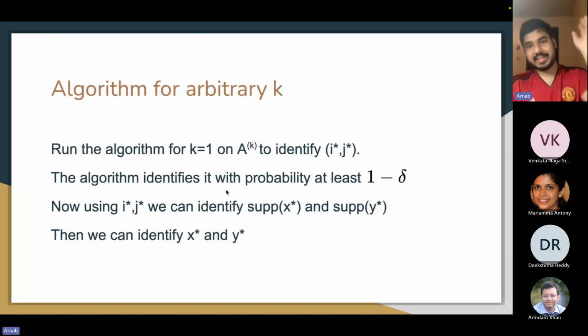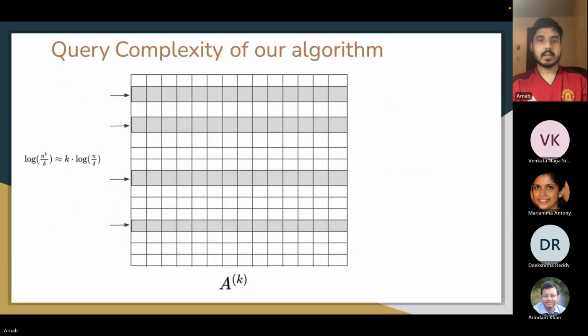Just for the sake of completion, we take our algorithm for k is equal to 1 and run it on this higher dimensional matrix to find this entry I star j star. If you recall, in our k is equal to 1 algorithm, we chose some logarithmic number of indices uniformly at random. In this case, n choose k is upper bounded by n to the power k, so this is roughly k log n. So you're choosing some k log n row indices of this higher dimensional matrix.